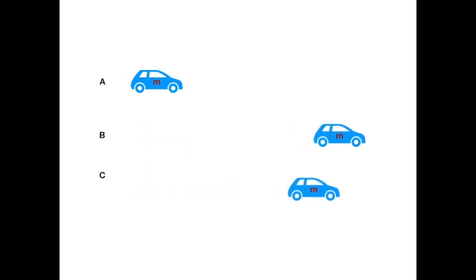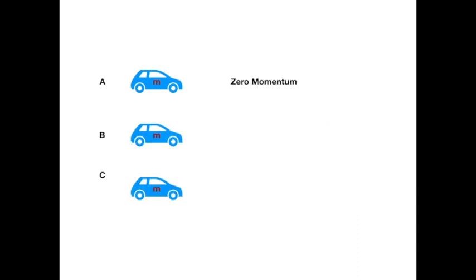Here car B has a greater momentum compared with car A and car C, because it is moving with the greatest velocity. Car A has zero momentum. Car C has momentum but lesser than car B and greater than car A. Momentum depends on the velocities.